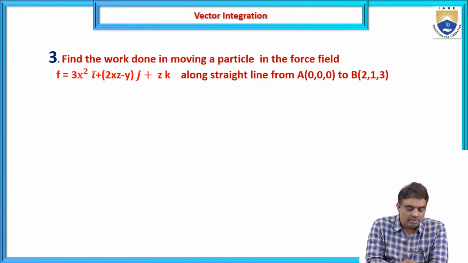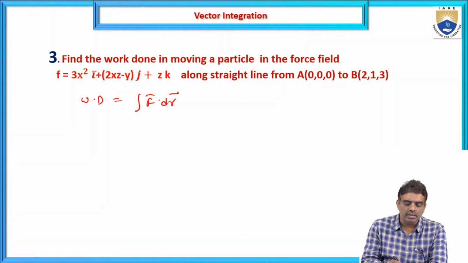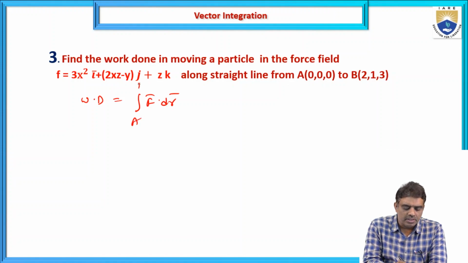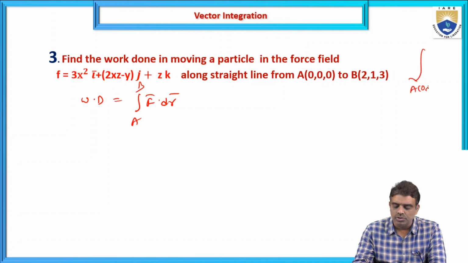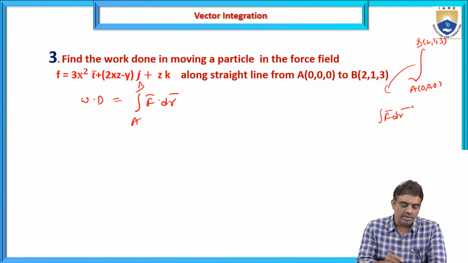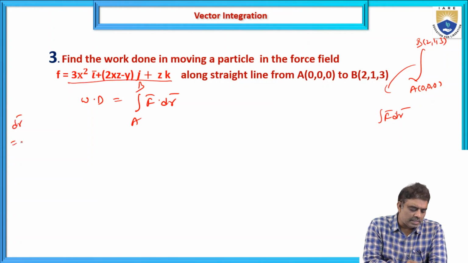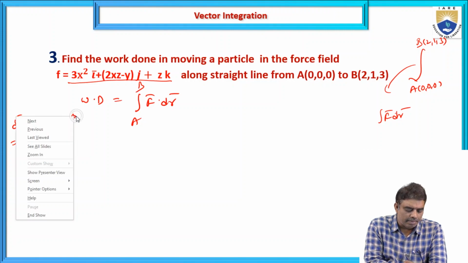So find the work done. What is the work done formula? The work done is nothing but integral F bar dot dr bar along the particle from A to B. So to move a particle from point A (0, 0, 0) to B point (2, 1, 3), the work done is integral F bar dot dr bar. So given F bar, this is F bar. What is dr bar? dr bar means dx i bar plus dy j bar plus dz k bar.